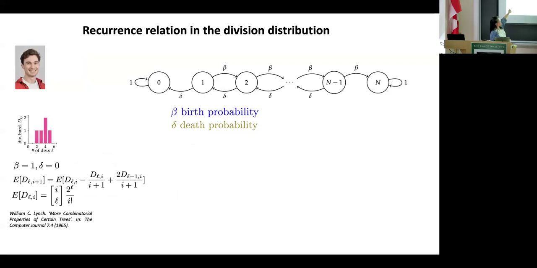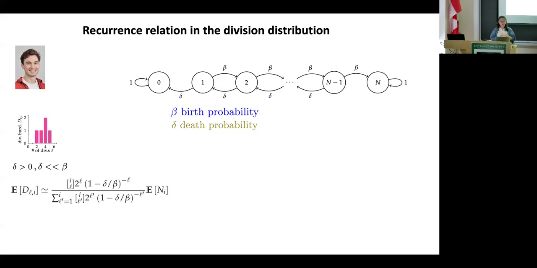Again, look at the pure birth case where delta is equal to 0, and we can get the exact solution for the division distribution, like how many divisions a cell has at the i-th time event with length L. This result has been known for a long time. The first paper we found is already from 1965, and a lot of people have repeated it in their work and gotten the same results. We can also do the approximation again in a growing population where birth is much larger than death.